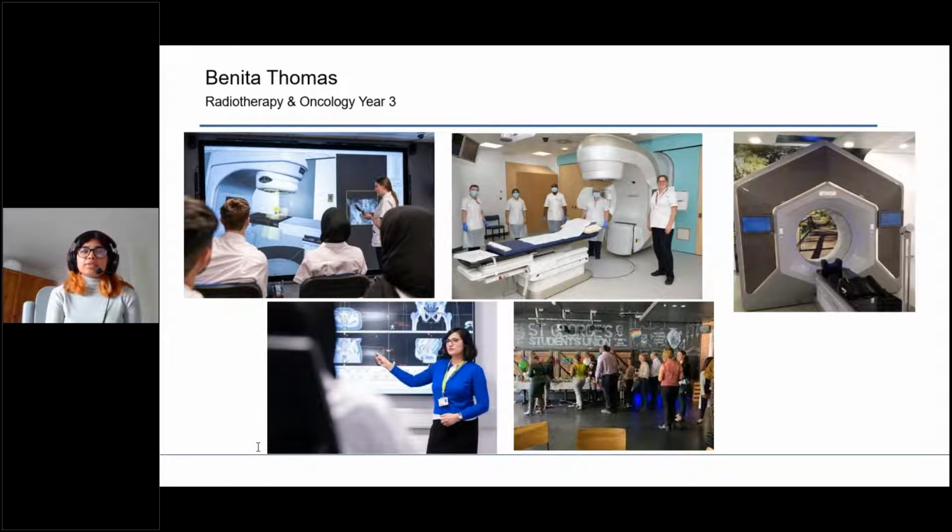And so we were able to practice making plans using the software and get an idea of the background of these treatments. So when we came to seeing this in placement, it wasn't brand new to us. We knew the settings and the software, so we could understand what was going on. So I really enjoyed these two things.